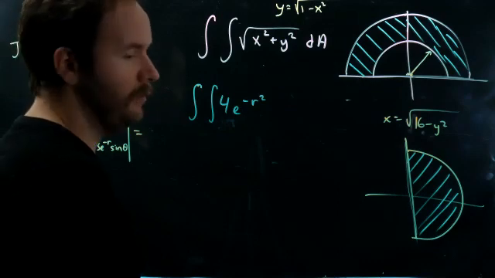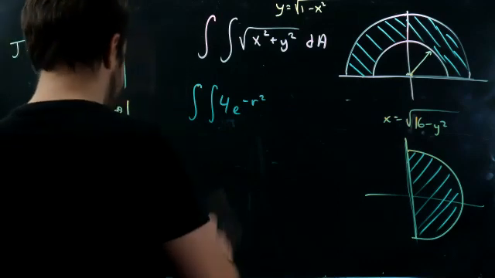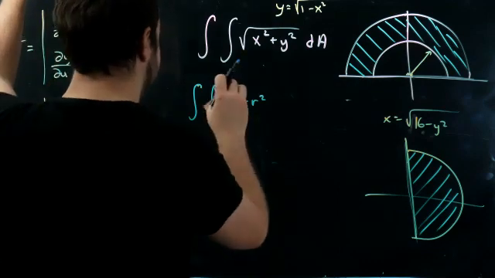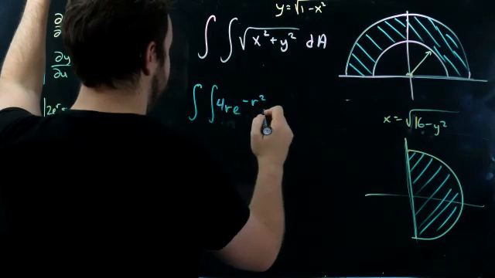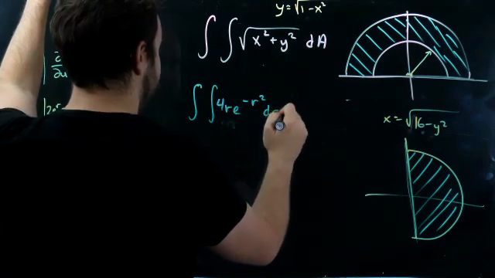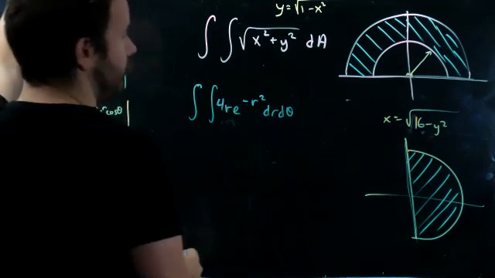R d theta. Thank you, r d theta. We always have to slip that in. If we're going to switch from Cartesian to polar, we have to throw in an extra factor of r. So we're going to say 4r e to the negative r squared dr d theta. What are our bounds on r?